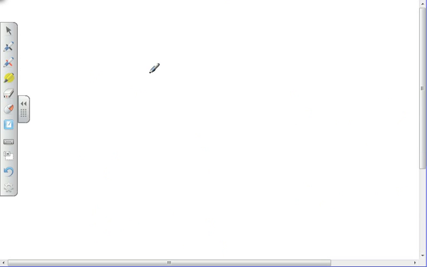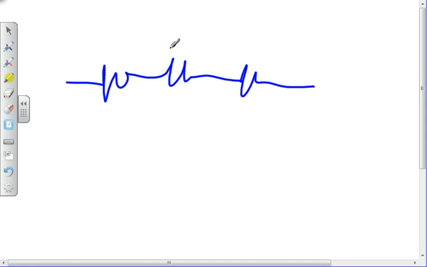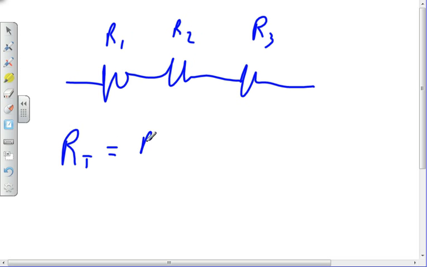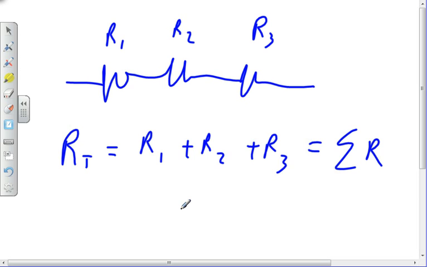Alright, so that being the case, if I have 3 resistors that are in series, R1, R2, R3, then my total resistance is going to be R1 plus R2 plus R3, also known as the summation of the resistances. We could write it that way too.